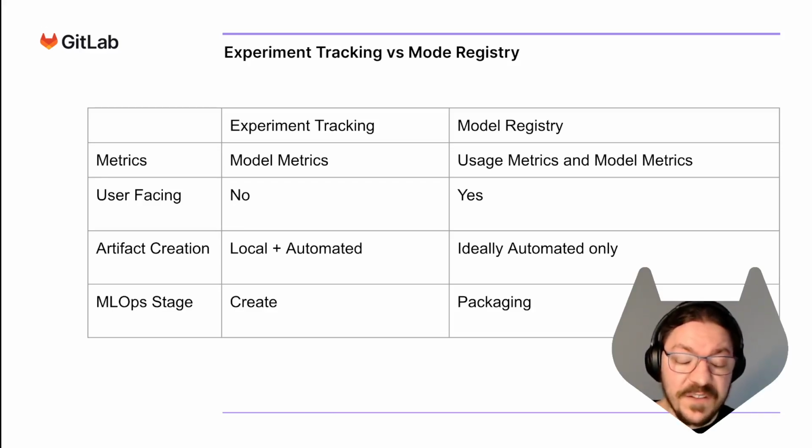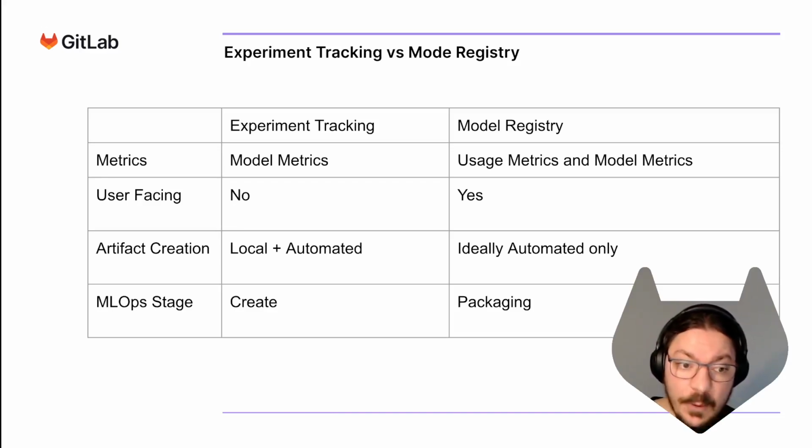The artifact creation on experiment tracking can happen either in the CI or locally. So a data scientist often creates those candidates not from the CI itself, but when they are coding, before even the first commit is created. While in the model registry, ideally, a model has always been created through a pipeline.